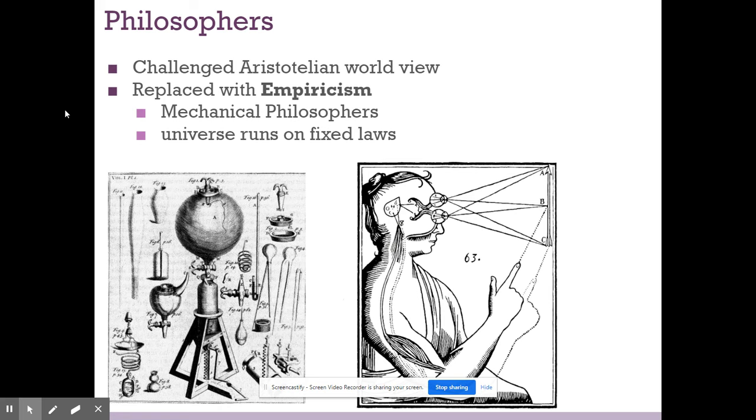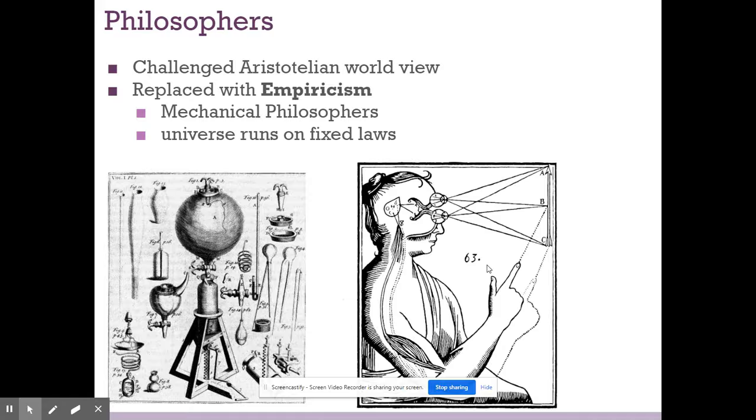So the philosophers challenge what we called that Aristotelian worldview, okay? And they replace it with empiricism. Empiricism is what we call mechanical philosophy. They believe that everything works on fixed mechanics. So you see that diagram down here of the eyes.